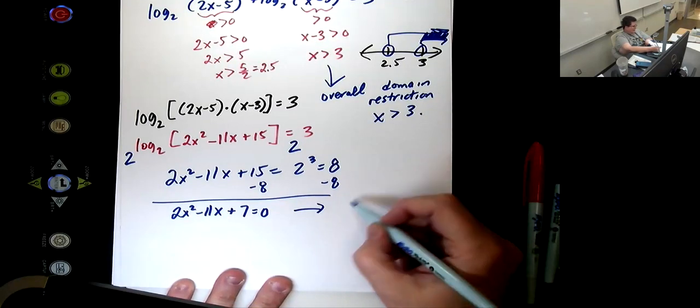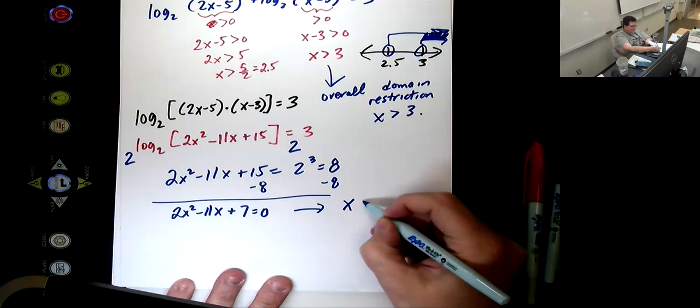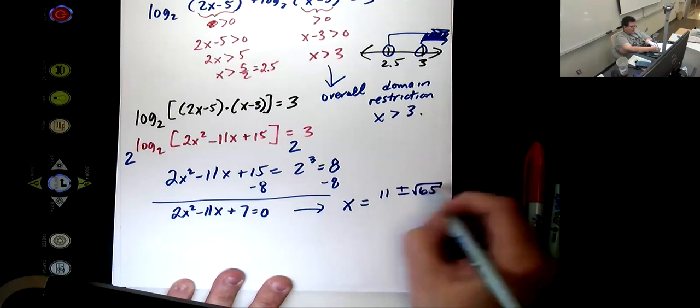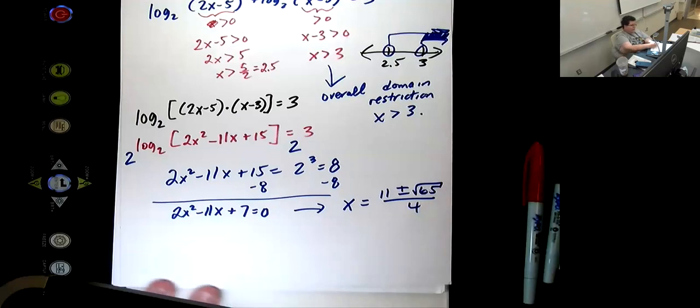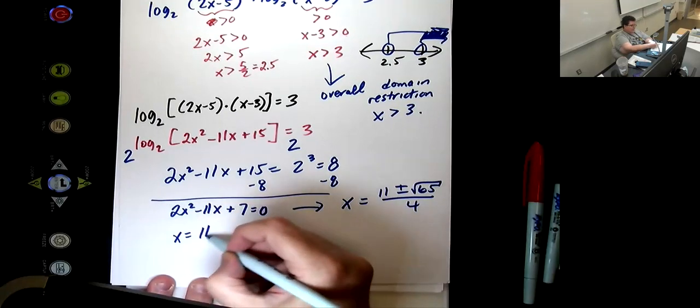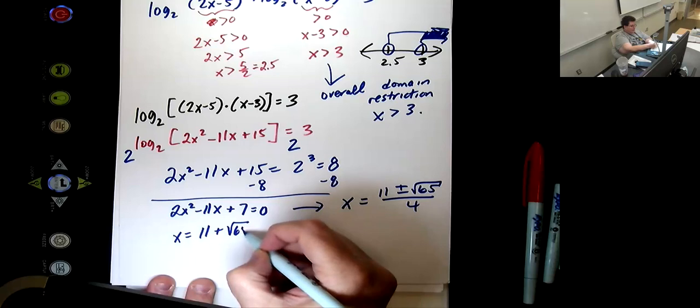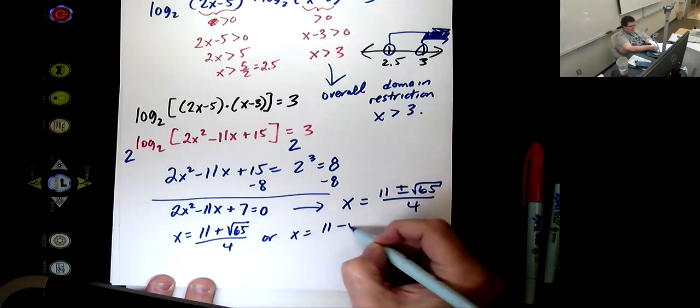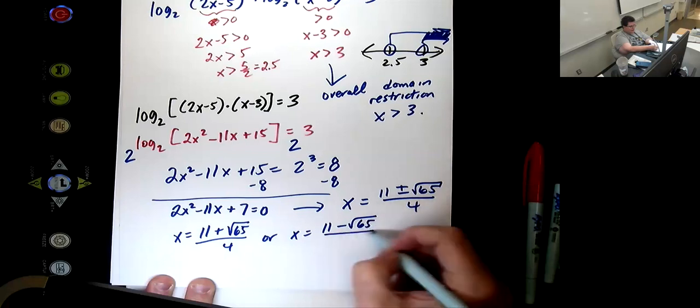If you could get it to factor, you're going to see that x equals 11 plus or minus the square root of 65 over 4. Which means x equals 11 plus square root of 65 over 4, or x equals 11 minus square root of 65 over 4.